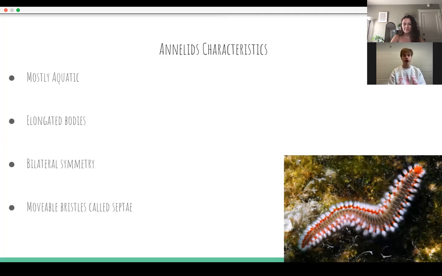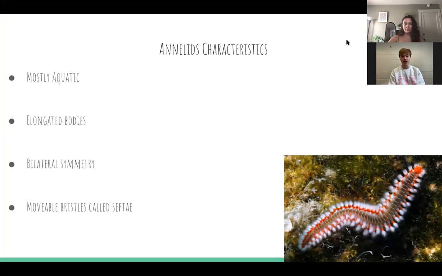They're mostly aquatic, with some of them being terrestrial, and we will get into that later. Their elongated bodies separate them from other worms because their bodies are typically, as it's stated, longer. Their bilateral symmetry means that their body shapes are mirror images along the midline called the sagittal plane.